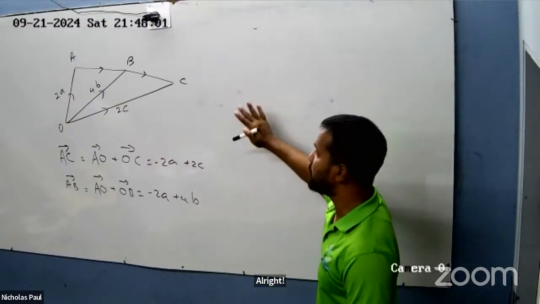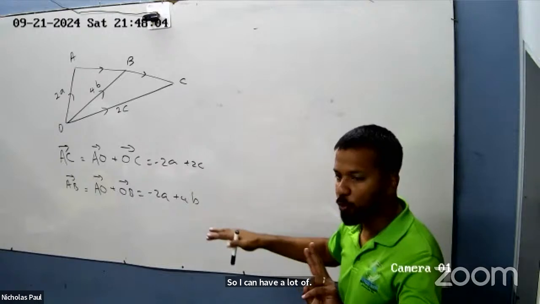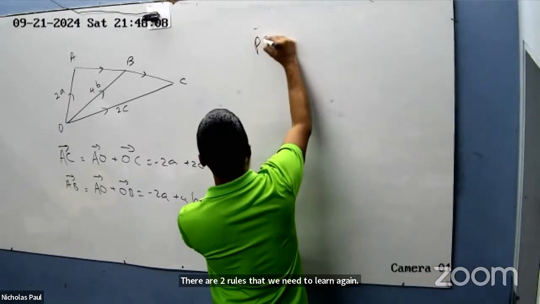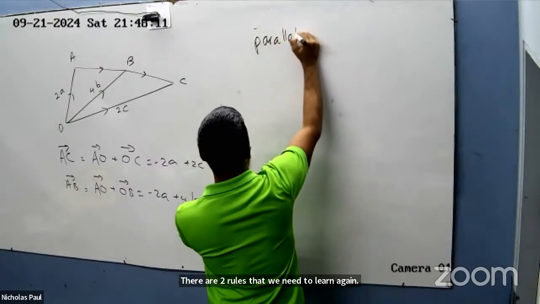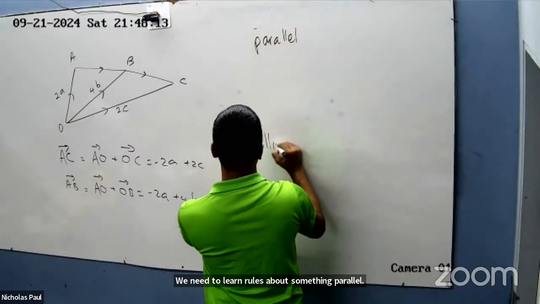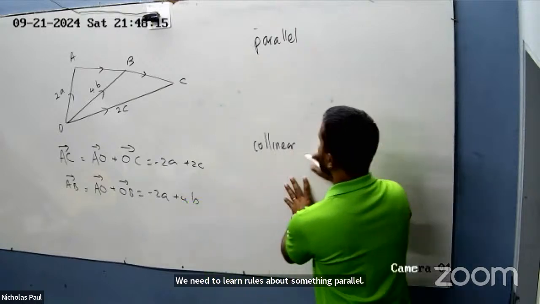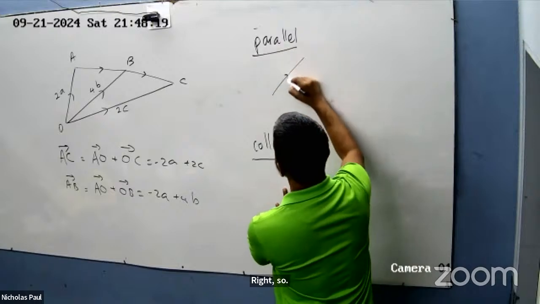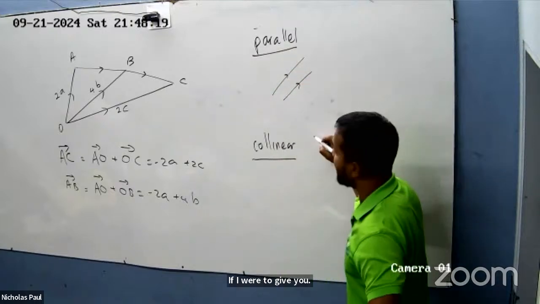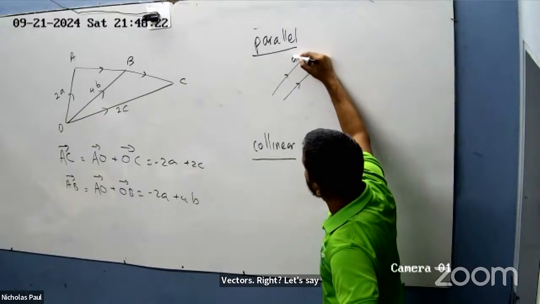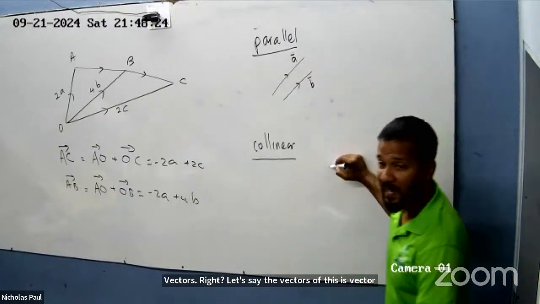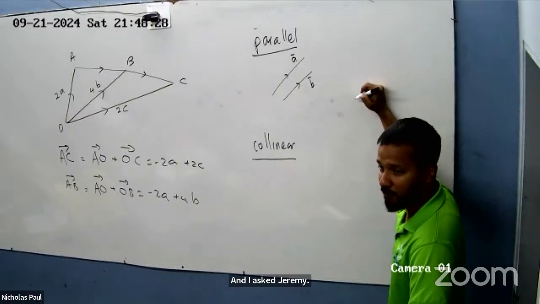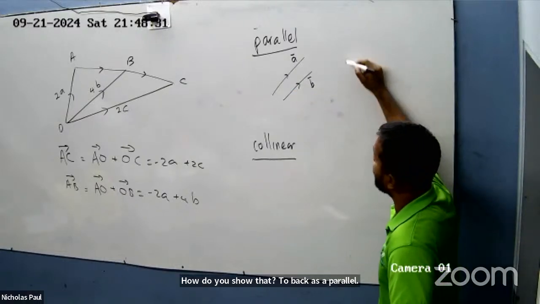All right. So that's the way we do it, right? There are two rules that we need to learn again. We need to learn rules about something being parallel and something being collinear. Right? So watch this here. If I were to give you vectors, right? Let's say the vectors, this is vector A and vector P. And I asked Jeremy, how do you show that two vectors are parallel? Right? Well, simple rule, right?